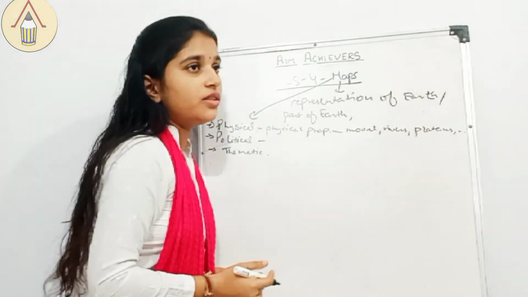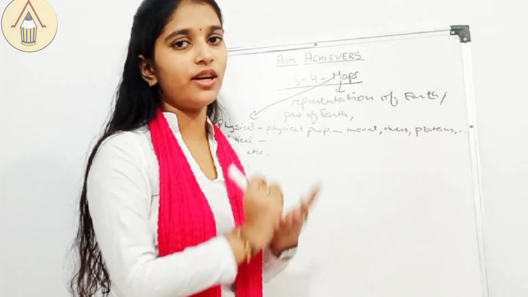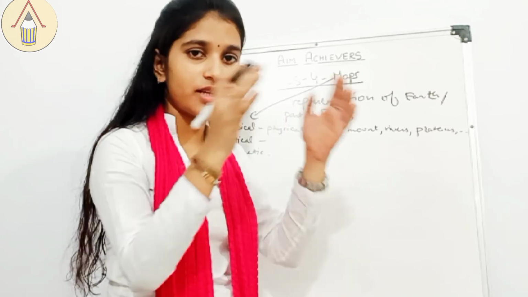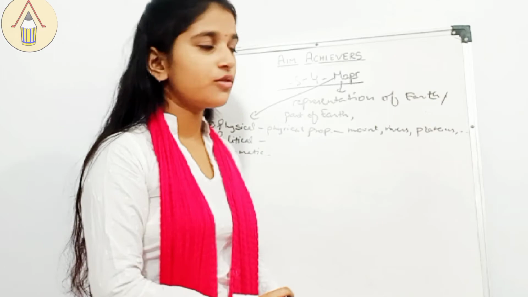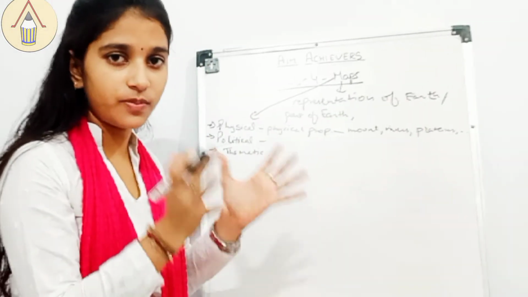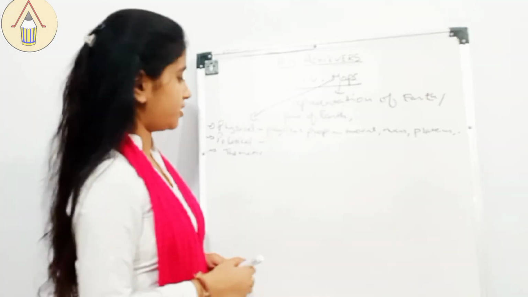Political talks about the political boundaries of a particular area, like we are taking India or we are taking a continent or we are taking just an area like a map of Uttar Pradesh or Maharashtra. So when we take the simple boundaries of a particular area, then we consider it as a political map.